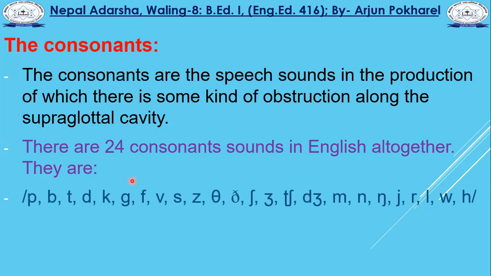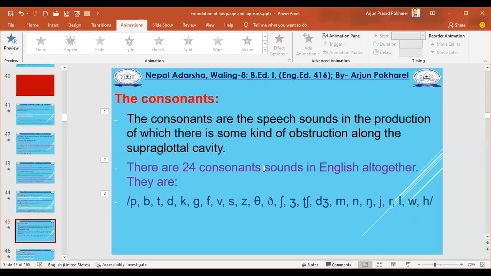Pa, ba, ta, da, ka, ga, fa, va, tha, dha, sa, za, sha, zha, cha, ja, ma, na, nga, ya, ra, la, wa, ha. These are the 24 consonant sounds of English. You have to copy them now.